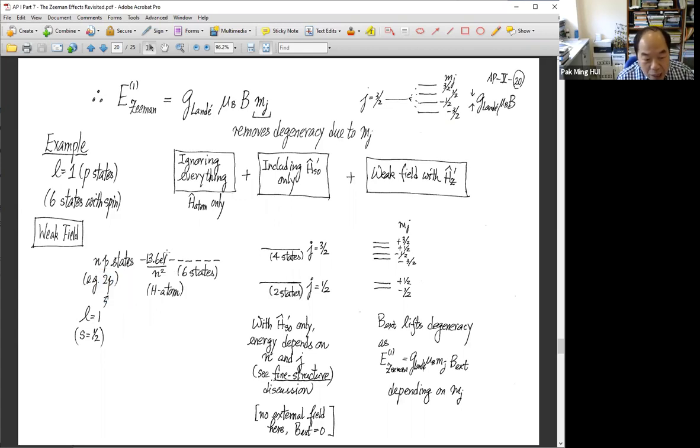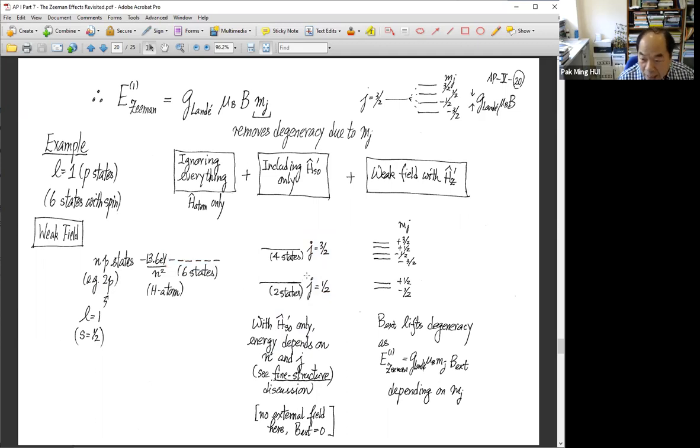If we don't include any effect at all, not even spin-orbit, there are 6 states. With fine structure, including spin-orbit, we need to label by J and mJ. And according to the J values, the energy will be different. So the degeneracy is not completely removed, only partially removed.